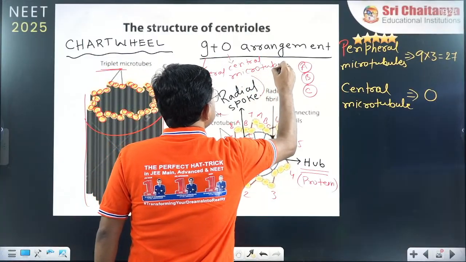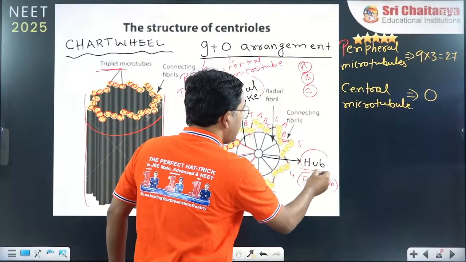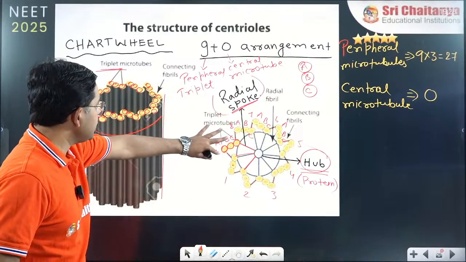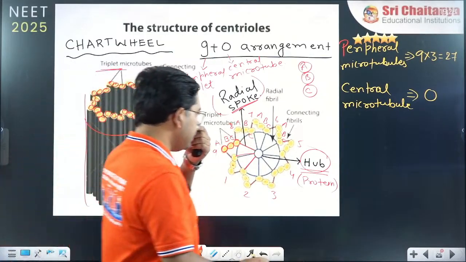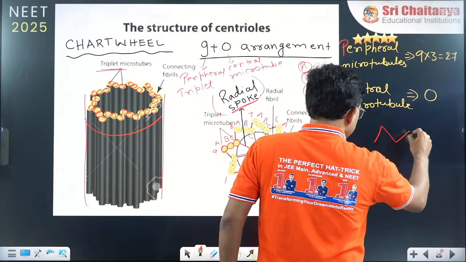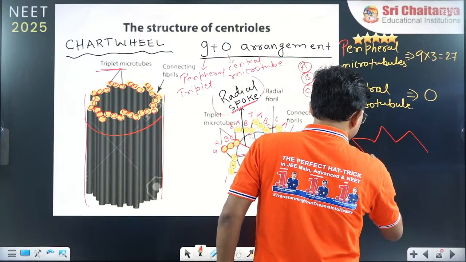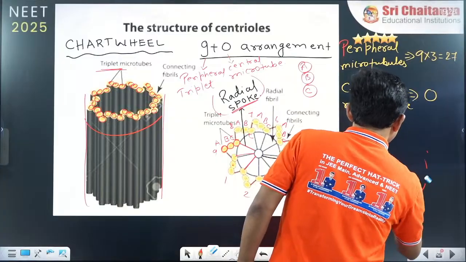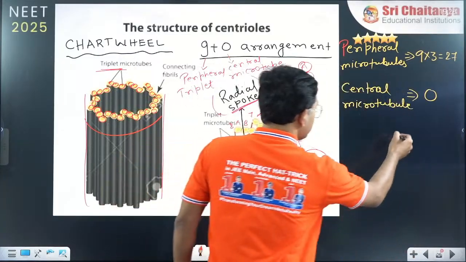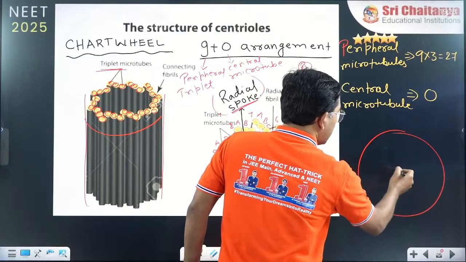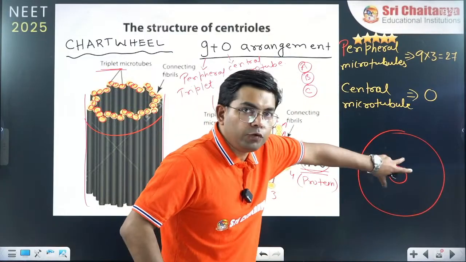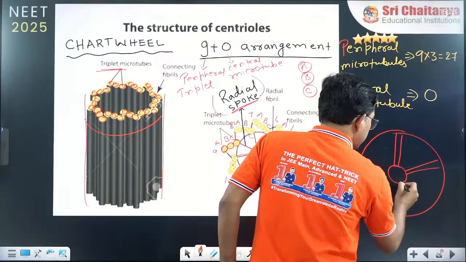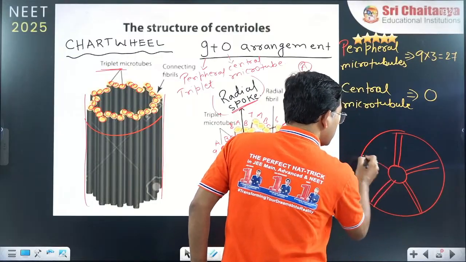Instead, in the center what is present? In the center is present the hub, and from the hub are the spokes, right? Now, if you see this structure, isn't it looking like a cartwheel? It is not drawn properly. Cartwheel appears something like this. Let me draw it properly. Cartwheel means bullock cart. A bullock cart wheel looks like this. There is a central hub and then there are spokes, right? This is a cartwheel.